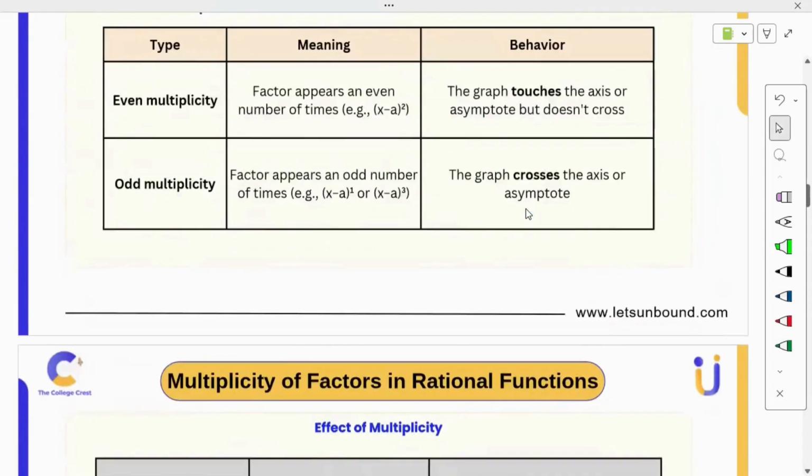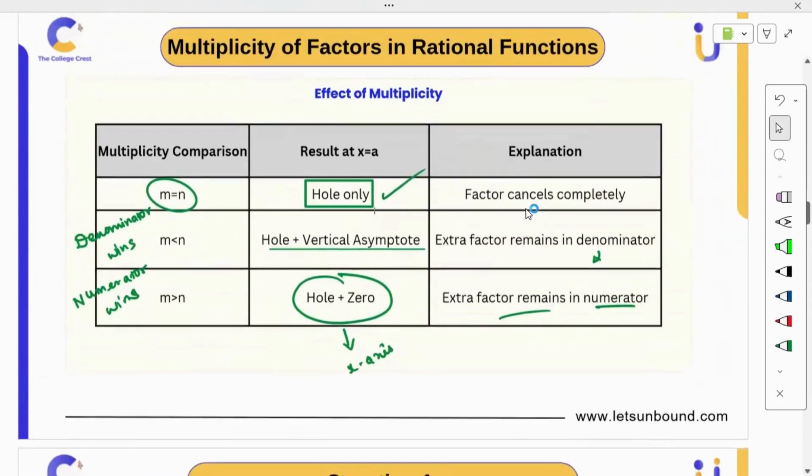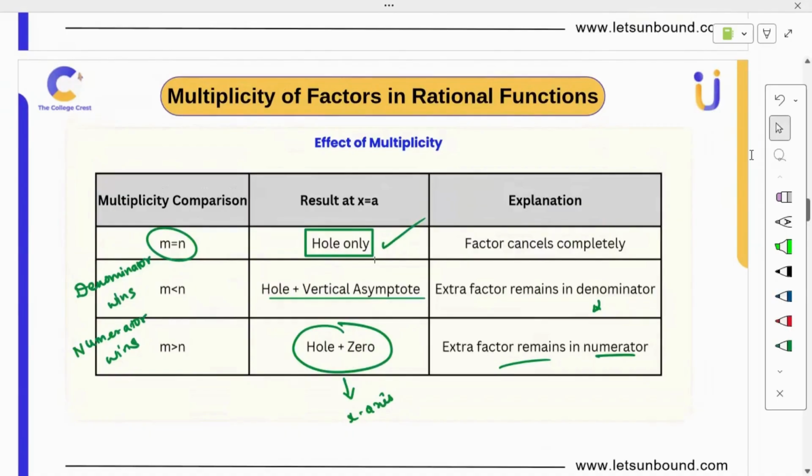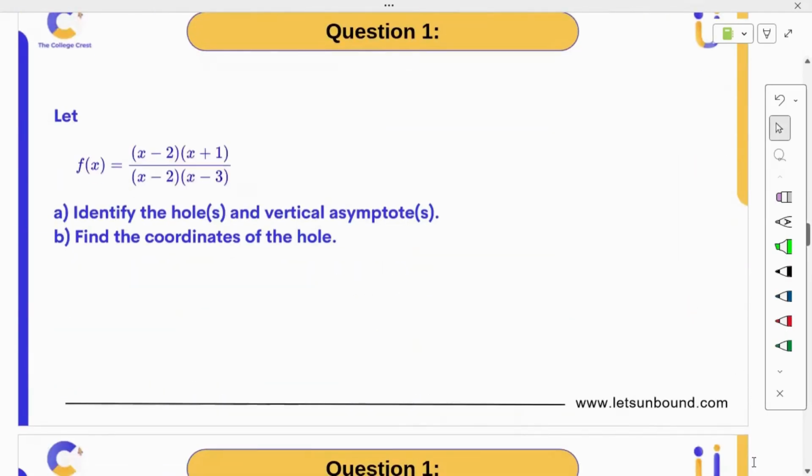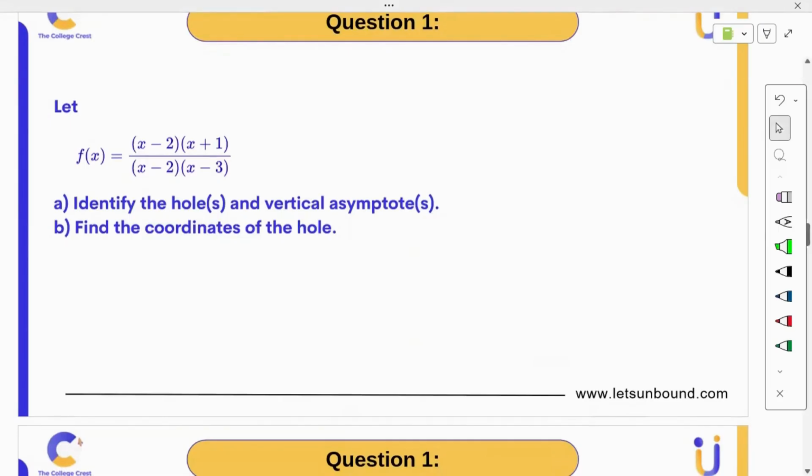So that's a simple, crisp overview. If you find something difficult, just pause the video, go back and rewatch it, then come to the problem solving with a fresh mind. Here in question 1, let f of x be this.